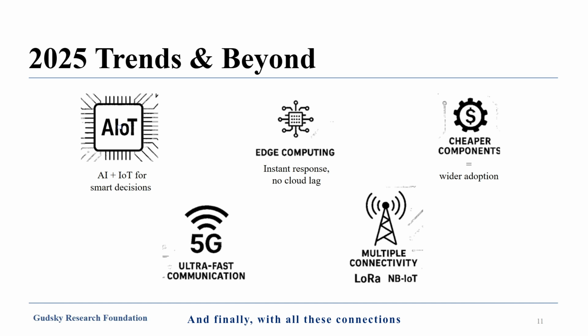And finally, with all these connections and data flying around, cybersecurity becomes super important. Stronger security systems are built to keep your data safe from hacks and leaks. So, yeah, the future of IoT isn't just smart, it's faster, safer, and way more connected.